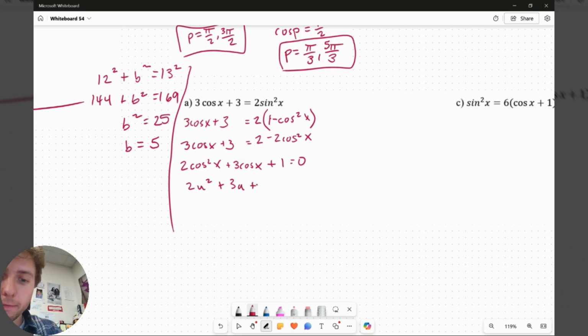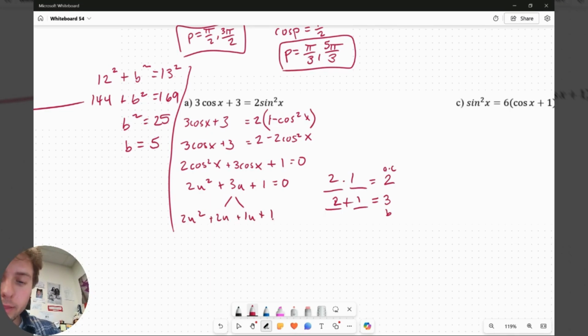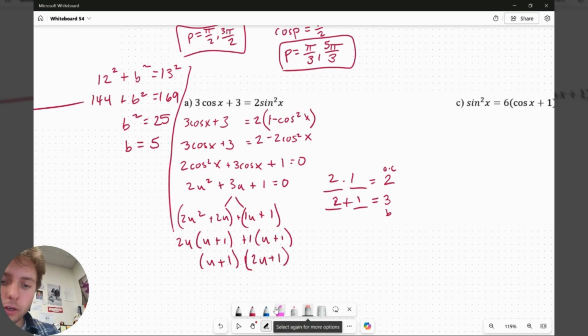But again, if I want to factor, maybe I look at it with u's because it might appear easier. Notice I have 3 terms in this case, so I'm going to use our ABC method. Find what multiplies to A times C, find what adds to B. I believe that's just a value of 2 and 1. That allows us to split the middle. That allows us to factor this by grouping, taking the GCF out of both of these. And once we do that, we now have our factored form.